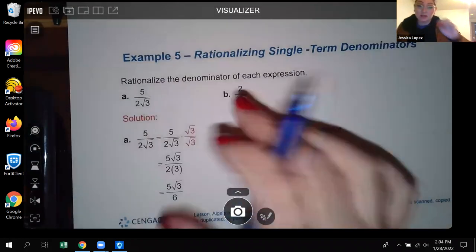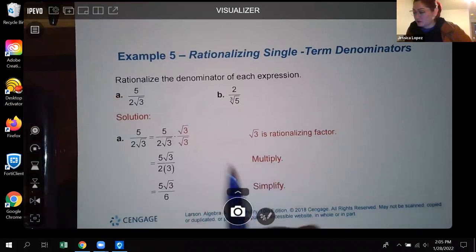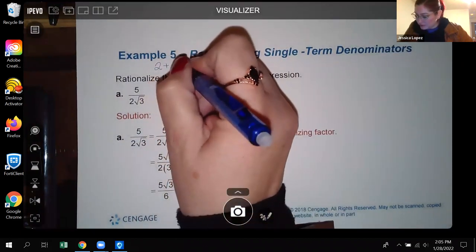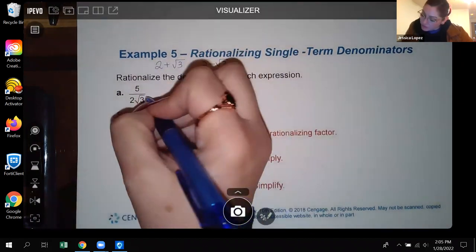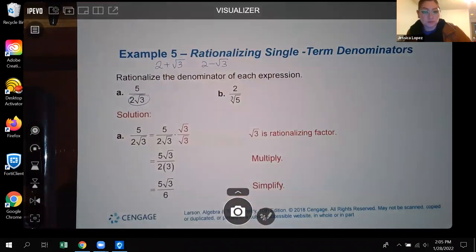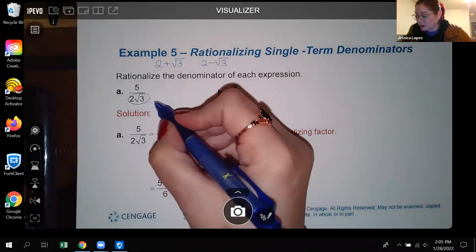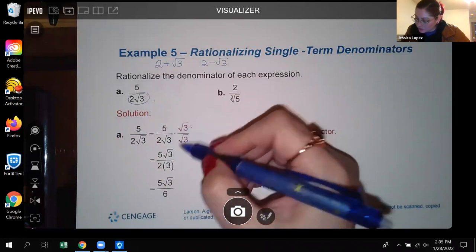So the first one they give me is the one I just talked about. Okay, here they want you to rationalize the denominator. Now notice this is not two terms. This is just one term. Two terms would have had a plus in it or it would have had a minus in it. But this does not have a plus or a minus. So you need to visualize this as one term with two factors, 2 times square root of 3, okay? So it's one term with two factors. So then if it's only one term, according to the rule, I'm supposed to use the same exact radical. So notice that they only use the radical part, square root of 3 and square root of 3. The top, you end up with 5 square root of 3.